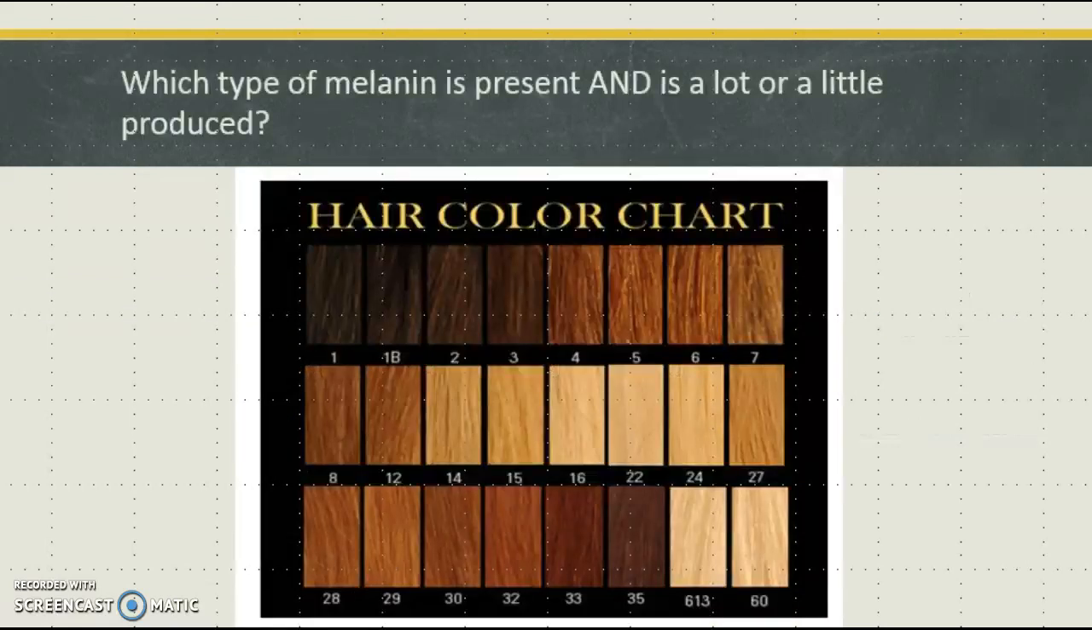Here we can see that chart that we saw in the previous slide a little bit larger, so we can make out the colors a little bit better. Coming up very shortly, I am going to have a series of questions that's going to ask you to look at the various numbered pictures, maybe 1 or maybe 16, maybe 613, and it's going to ask you to identify which type of melanin is present, eumelanin or pheomelanin, and if you would expect the hair sample to have a lot of that type or not a lot of that type.